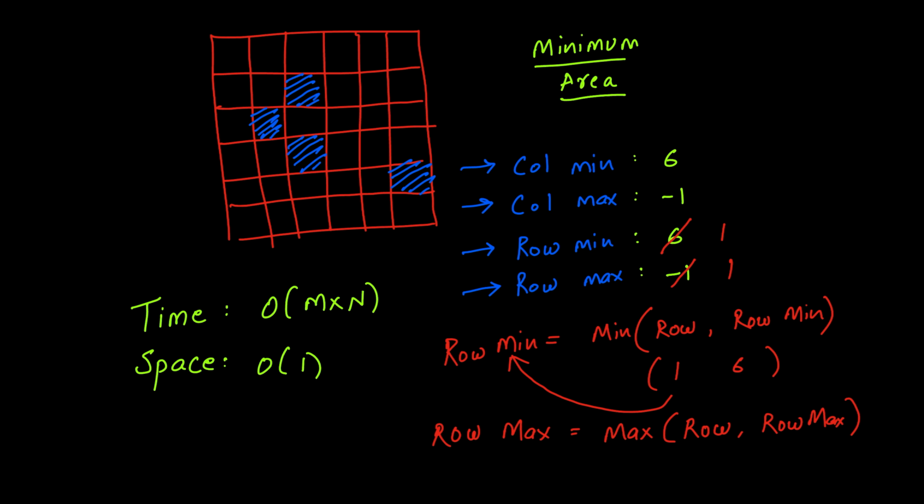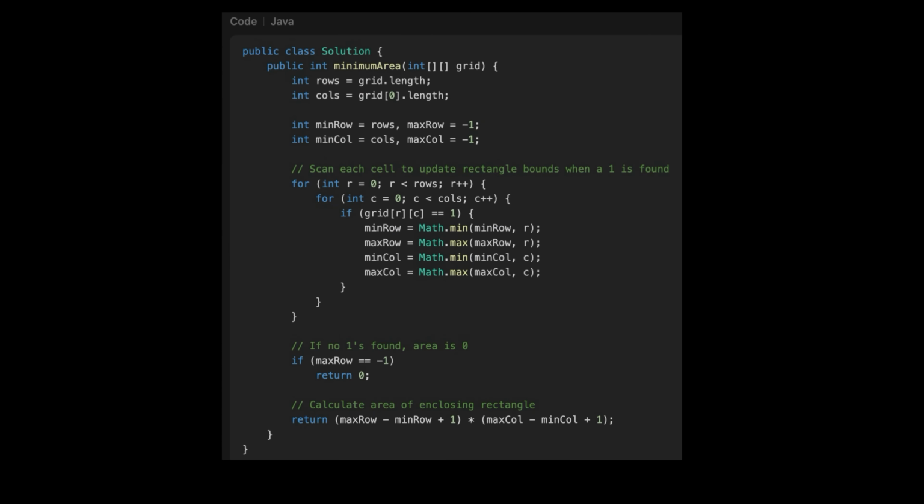Let me show you how we can implement this using Java. In this Java implementation, I've initialized four variables to record the minimum and maximum row and minimum and maximum columns. I've set the default values to -1 and the maximum number of rows and columns in the grid. After that, I'm starting a for loop to iterate through all of the cells in the given grid. Inside the nested loop, I'm checking if the value that the row and column pointers are pointing to is equal to 1. If yes, then I'm applying the min and max operation on the row and minimum row and maximum row. The same applies for column as well, and the result will be saved back into these variables.